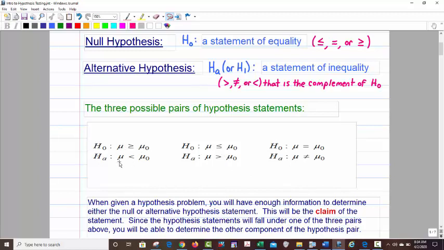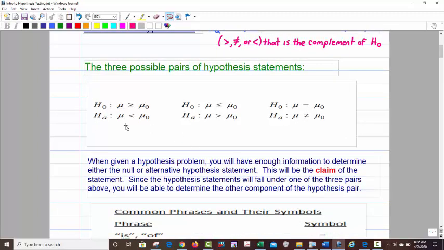And mu is just going to be sitting there in the statement as variable mu. Mu 0 will be whatever the given number we're testing against the claim. So in other words, this one might say mu greater than or equal to 20, and therefore this would say mu less than 20. So the mu 0 will be a numerical value. The mu here will just stay as variable mu.